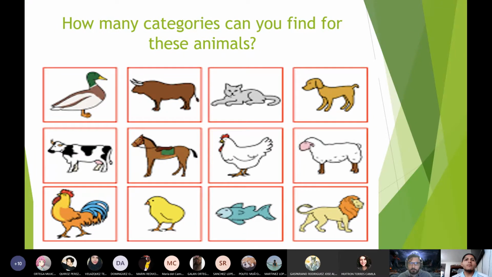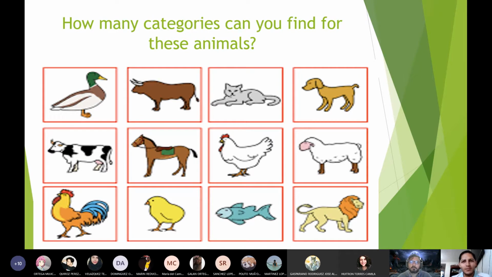Well, try to identify each animal, okay? Dog, bull, cat, dog, cow, horse, chicken, sheep. The cock, you have this chick, fish, and a lion, right?